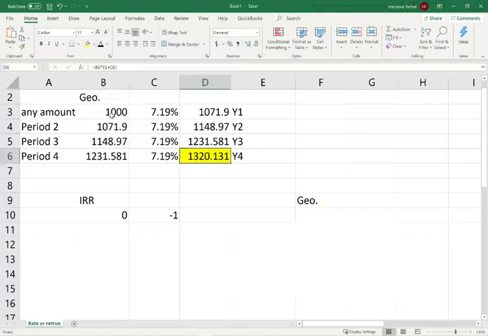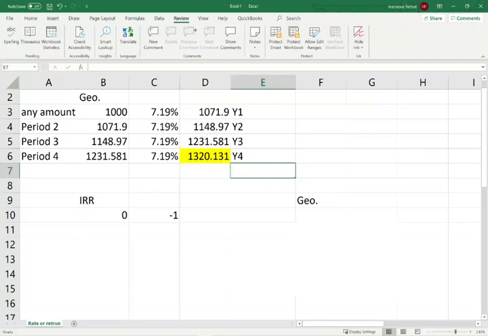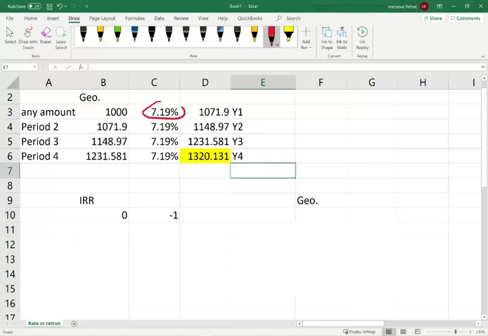So what does that mean? Why did we do all of this? What does the geometric mean, and why is it accurate from a percentage perspective? How much did we earn? We did earn 7.19% over a period of 4 years.